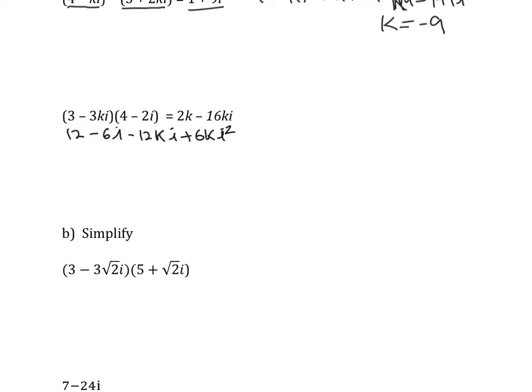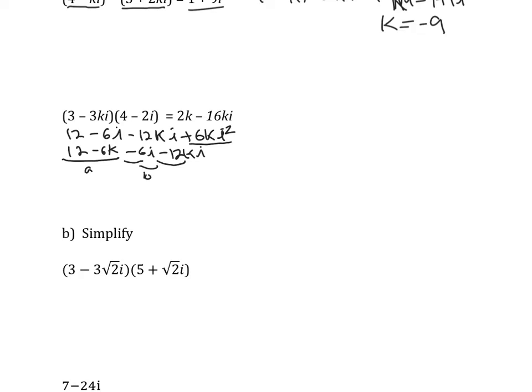Okay, and that's going to end up giving us 12, and then the other real portion will be the 6ki squared, which is going to end up being plus 6k times negative 1, or minus 6k. So that's our real portion, and that's going to be equal to a. Our coefficient for i, we have a negative 6i, and then we have a negative 12ki, and so the negative 6 and the negative 12k combined give us our b.